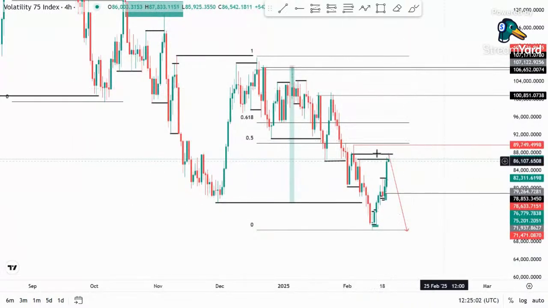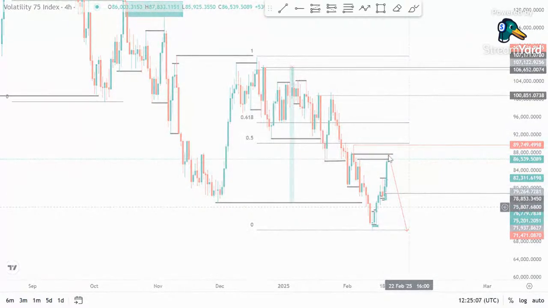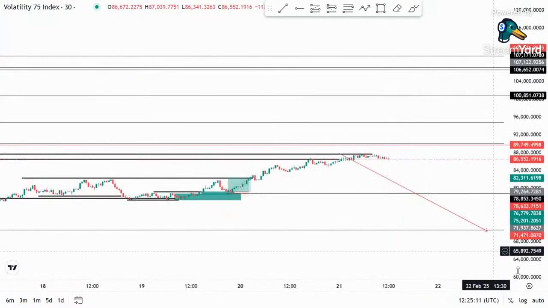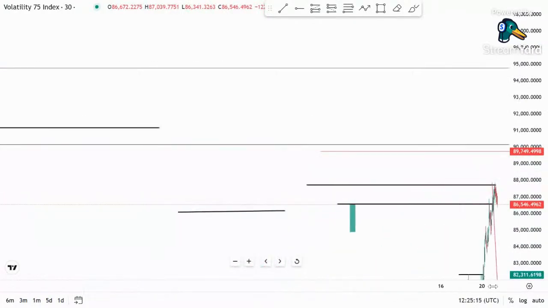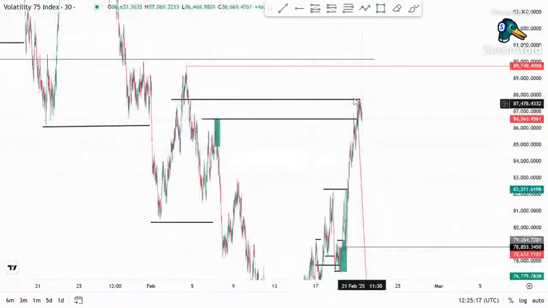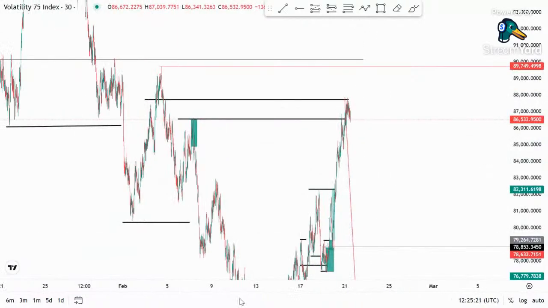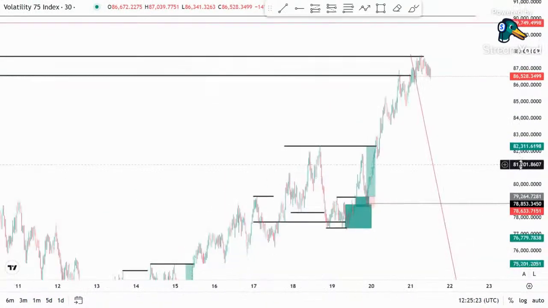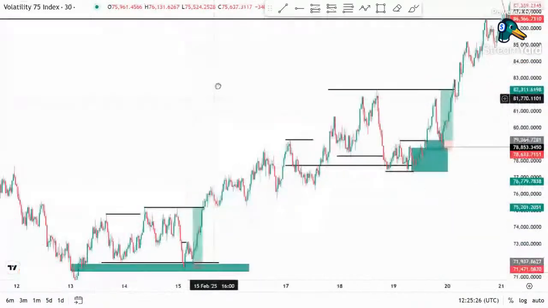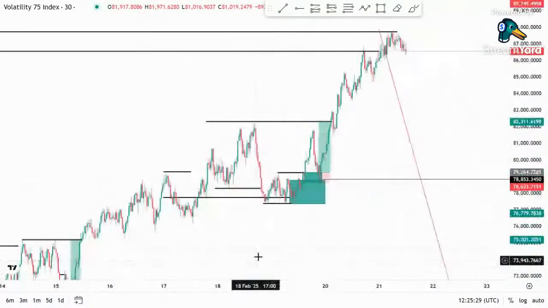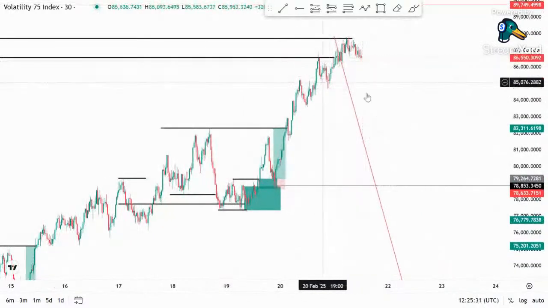So you must now look for the change of character in the 30 minutes time frame from this region currently. So now on the 30 minutes time frame, price entered that resistance level. Although I've been looking for buys all throughout, because I knew that definitely price wants to retrace all the way back to the liquidity level.